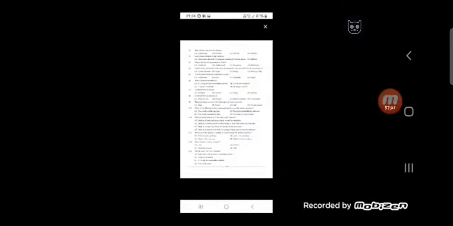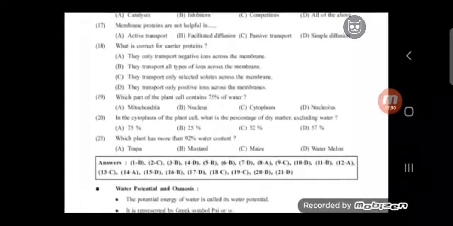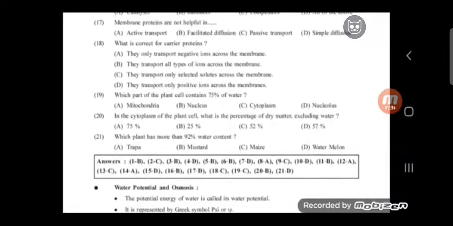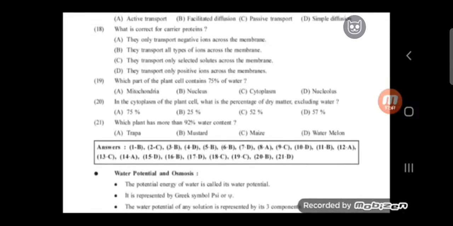So, the correct answer for question number 19. Which part of the plant cell contains 75% of water? It is option C. Cytoplasm contains 75% of water.